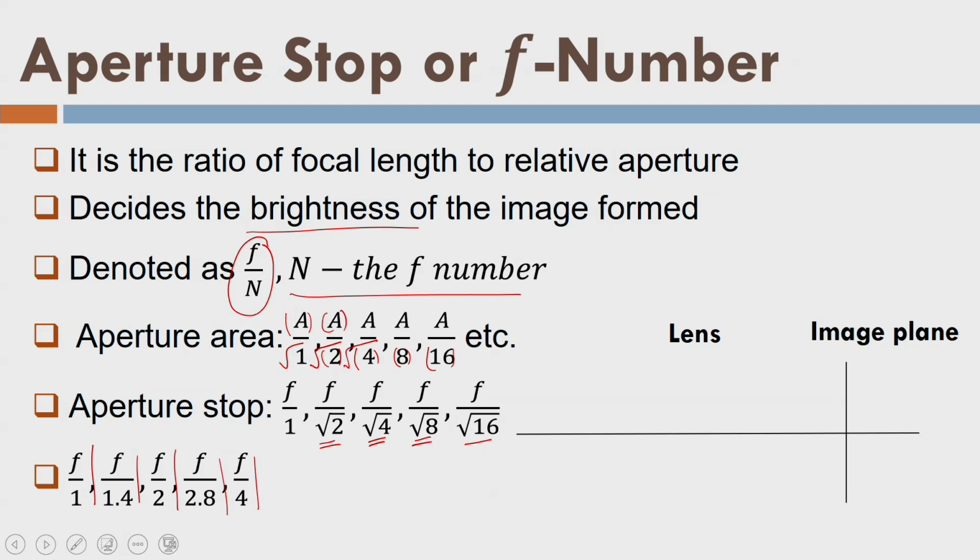So they are representing the diameter of the aperture, not the area. If you make it a square of this, 1.4 squared is 2, right? Or 2 squared is 4. So it is indicating that we are reducing the area by a factor of 2, right? And as a result, we are reducing the diameter of the aperture by a factor of the square root of that factor.